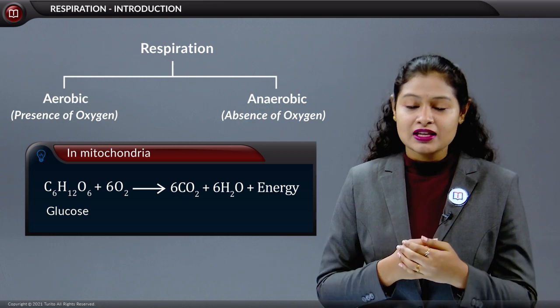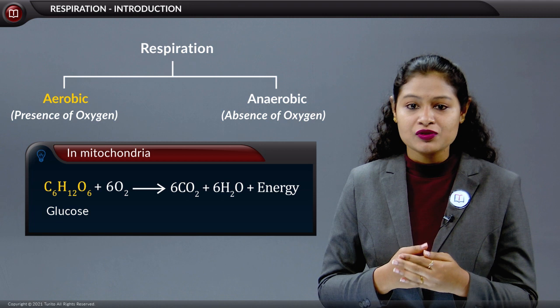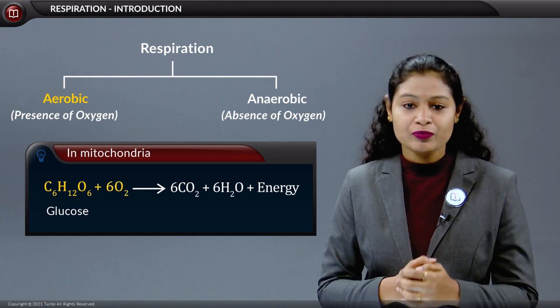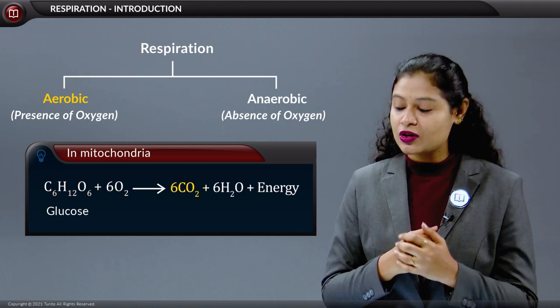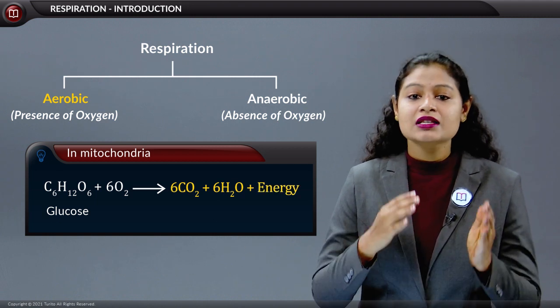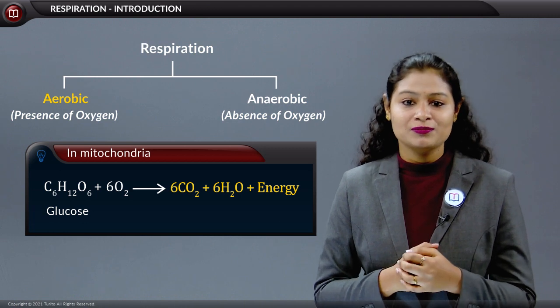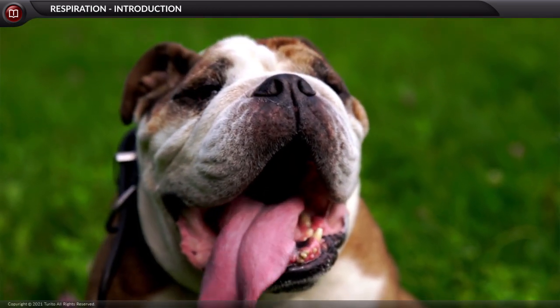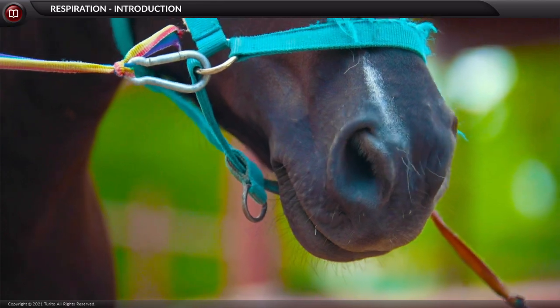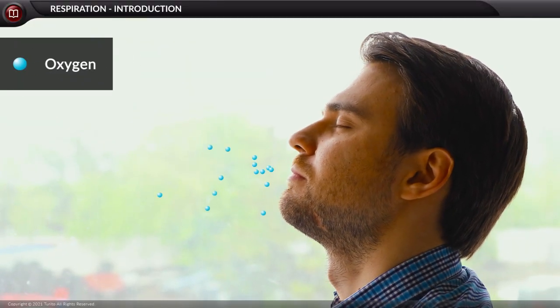Generally, there is breakdown of our glucose inside the mitochondria in presence of oxygen. And this will release carbon dioxide, water and energy. And this energy is converted into ATP and is stored in the mitochondria. Aerobic respiration depends on oxygen. So organisms ensure that they always maintain the supply of oxygen.